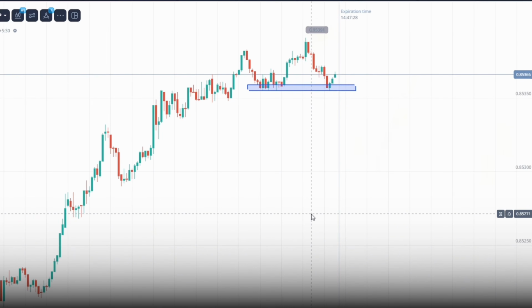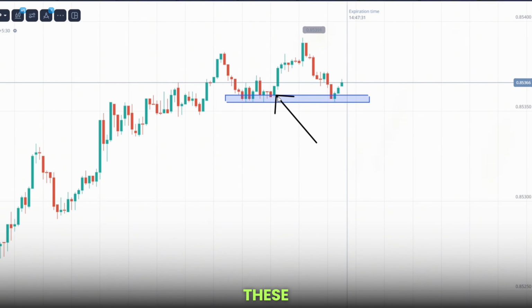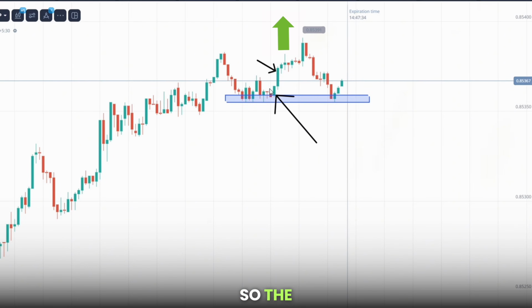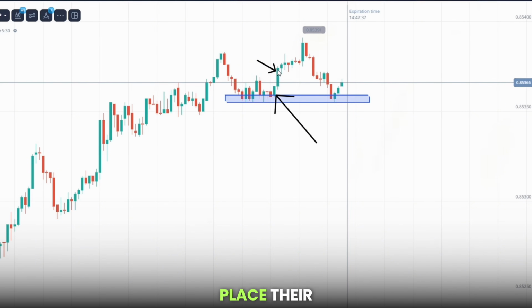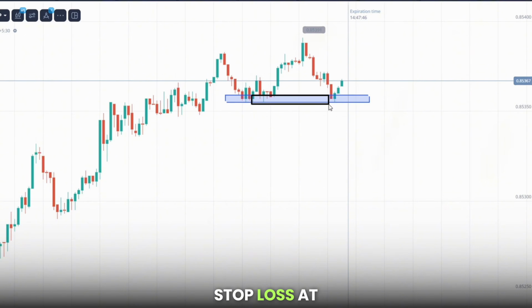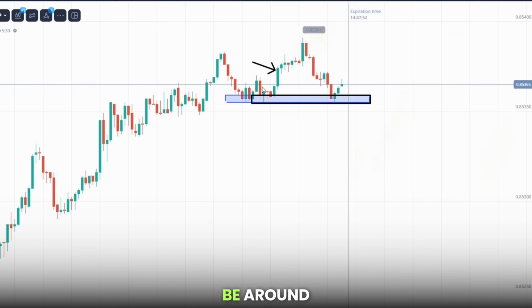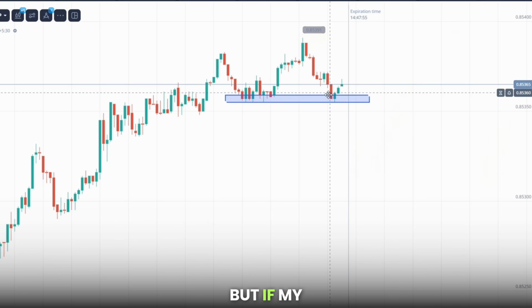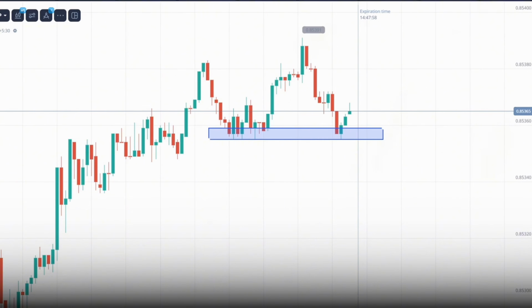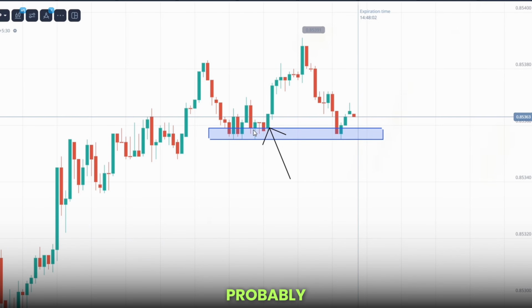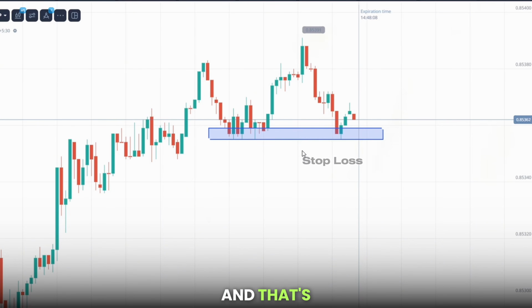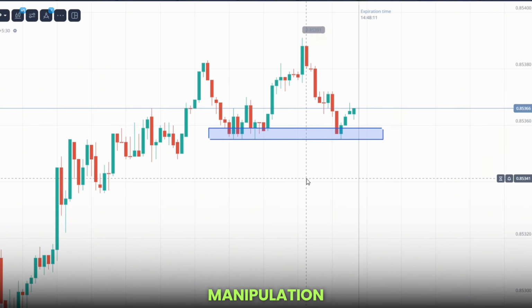In this case, the price created these candles showing that now the price will go up, so the buyers will take entry here, and if they place their entry here, their stop losses, if I was trading in this particular zone, I would have placed my stop loss at this exact zone. If I'm trading with this candle, my stop losses will be around here. But if my entry is with this candle, I will most probably place my stop loss at the bottom support, because this is where I feel safe, and that's why I target the zone where the manipulation started.